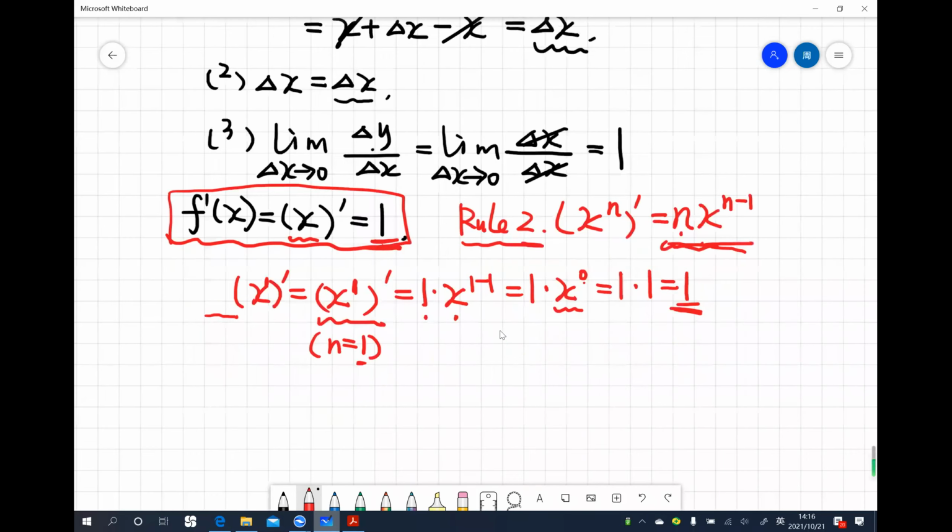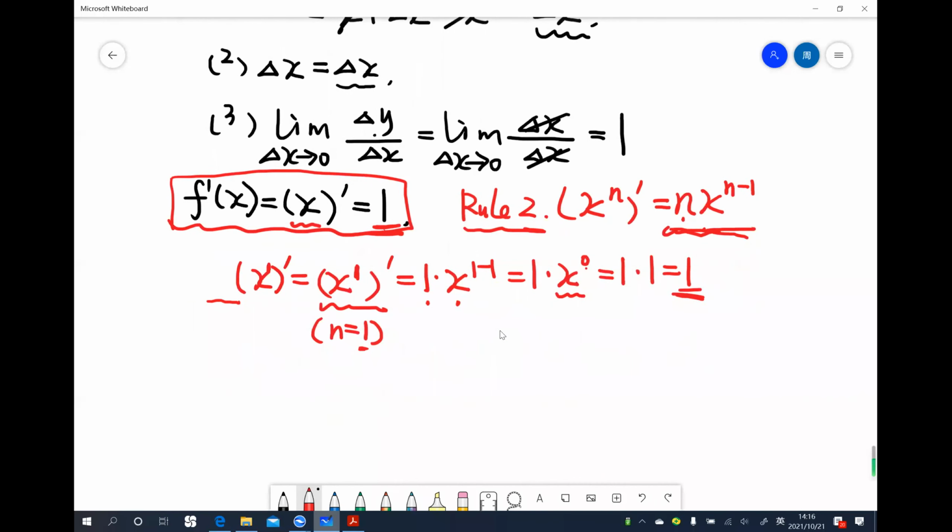Can you understand? Or I will give you another example here. Okay. Another example. The first rule was f prime x equals c prime equals 0. It was the first.